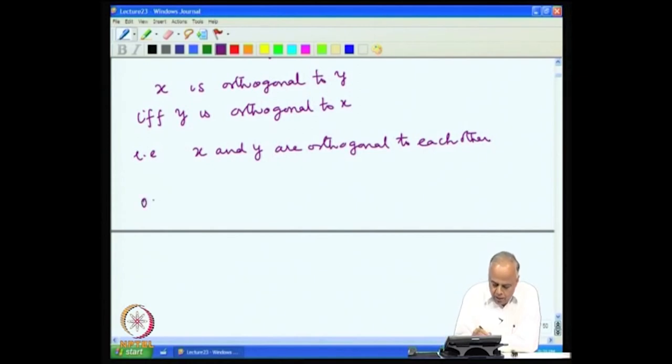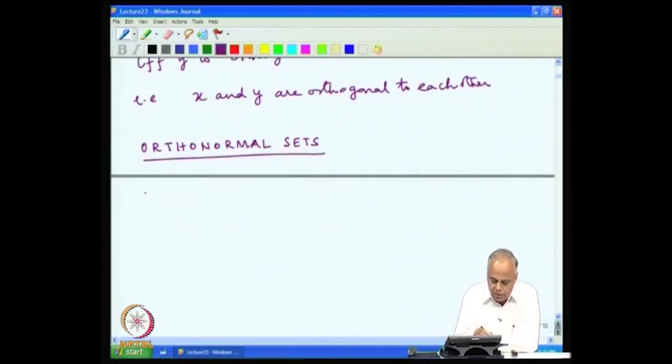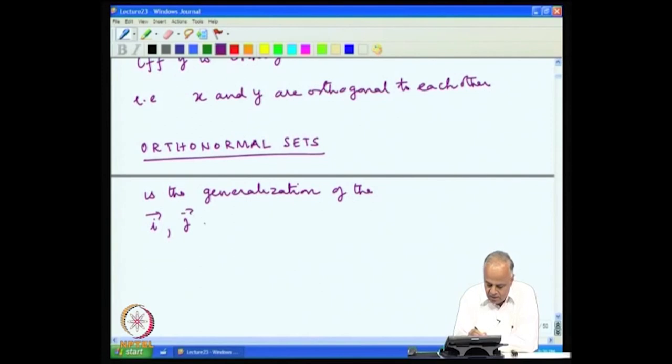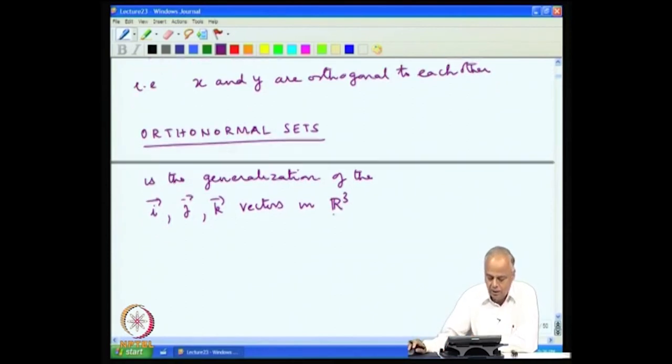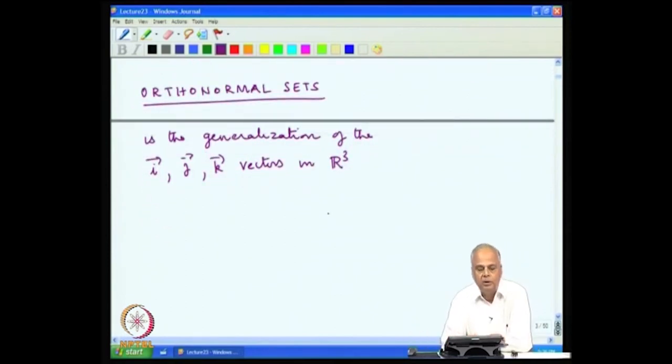We next began looking at the notion of orthonormal sets. This notion is the generalization of the i, j, k vectors, which you would have seen in vector algebra in R^3. This is the generalization of these three vectors.